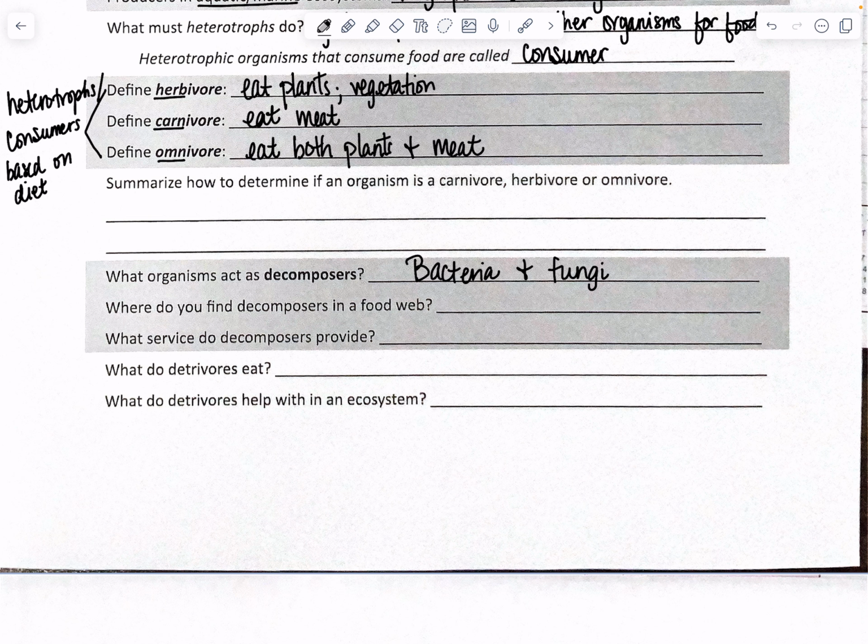So it says, where do you find decomposers in a food web? They will always end the food web. And how can you tell? You can tell because they will be the only group that has all arrows pointing towards them. So even though my rabbit can have an arrow from a rabbit to like a snake, or a rabbit to like an eagle or something, the rabbit and the eagle will also have arrows that point to the decomposers.